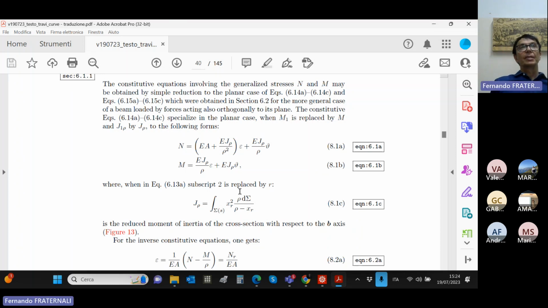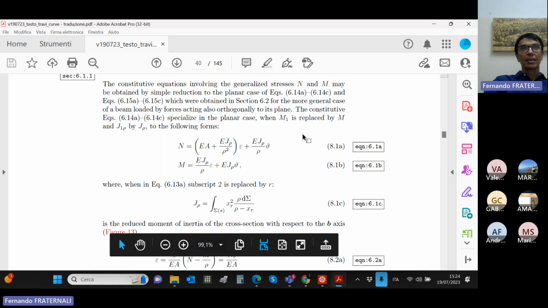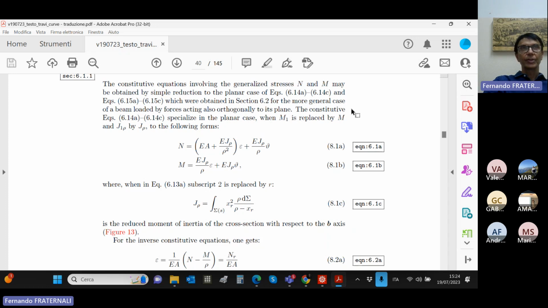What does that mean? It means that we are also using a different coordinate system, a different notation. Instead of calling x1 and x2 the coordinates along the normal and the binormal axis of the cross section, we rename x2 as x_r.